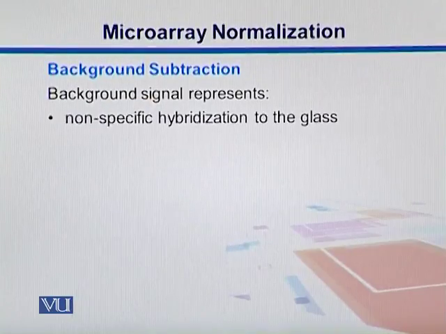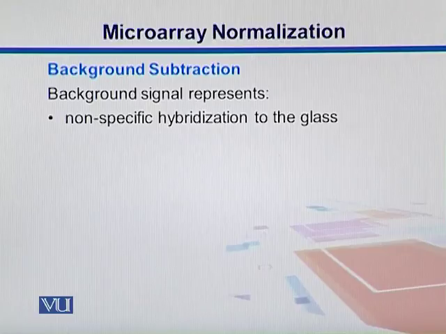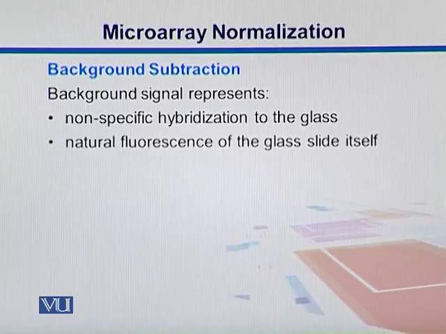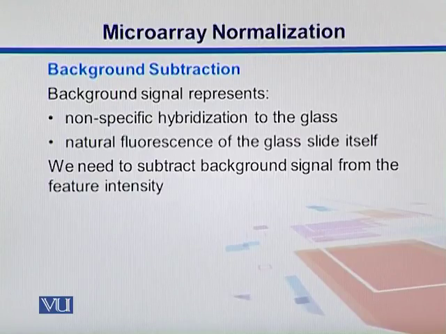Background signal represents non-specific hybridization to the glass. Sometimes we have those hybridizations to the glass, so actually it's not the true signal. It's something where the target is attached to the glass. We can observe some natural fluorescence of the glass slide itself. As I said earlier, there might be some spots or scratches on the glass. So you should always have some background noise present. That is the issue, or mainly the drawback, within microarray, which has been improved by the new technologies when next generation sequencing technologies came up. People started going after them because in microarray we have a large number of issues like this, what we are seeing in this slide. We need to subtract background signal from the feature intensity.